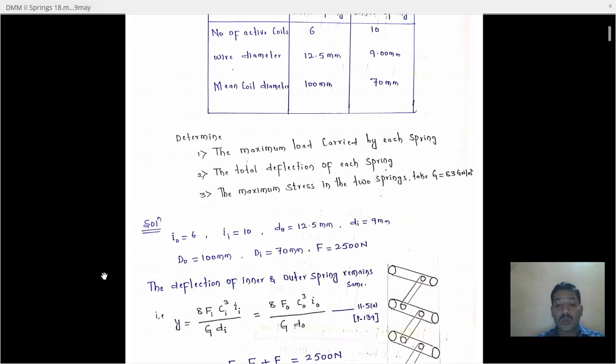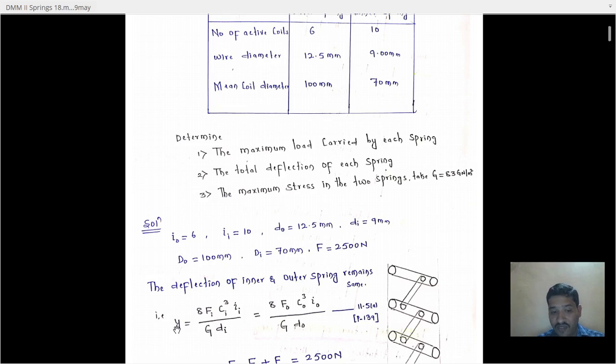First of all, we have to know that if any amount of compressive load is acting on the spring, the deflection occurring in the inner and the outer spring remains the same. Is it right? So let us see. Y indicates the deflection of the outer and inner spring. How much deflection is occurring on the outer and inner coil we need to determine.